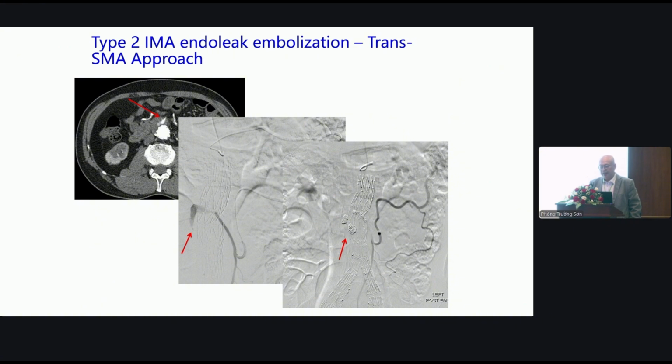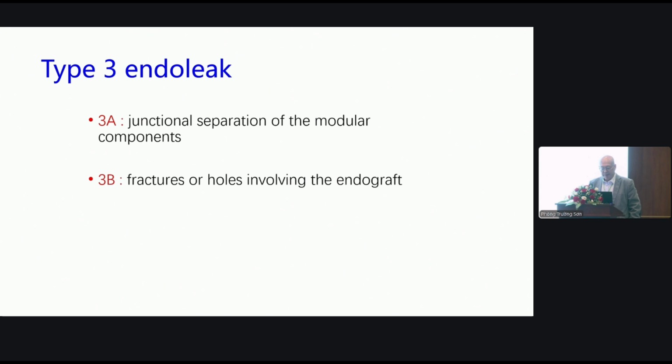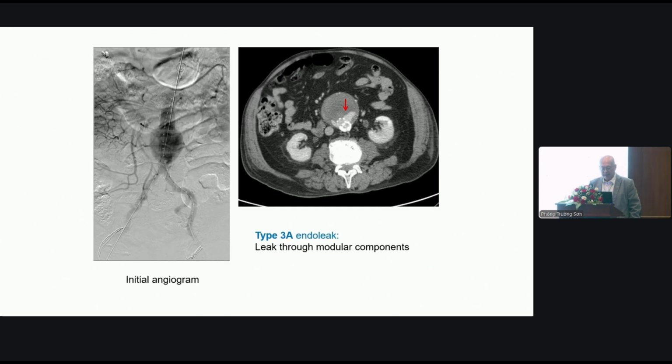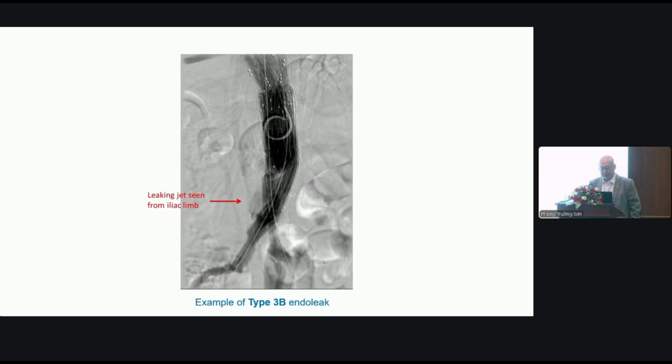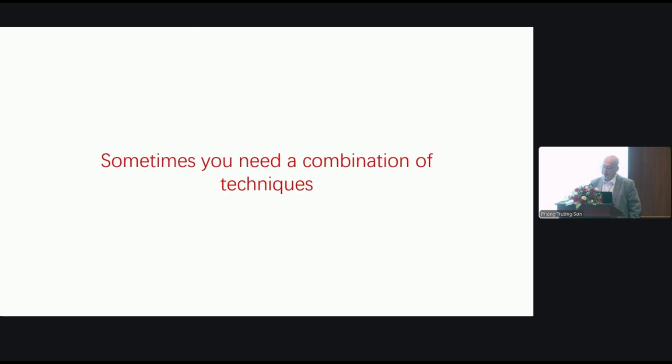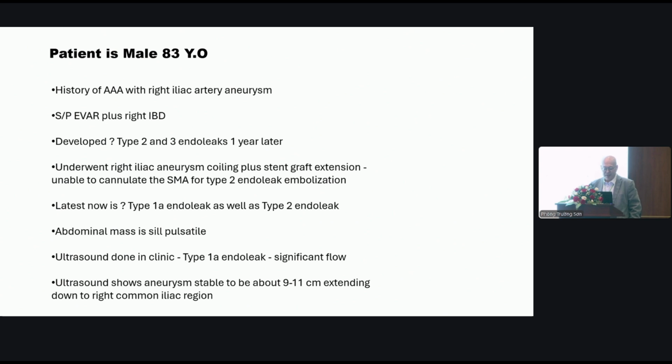So we go through the SMA and we come all the way back down and find the back filling in, and then if possible, we glue it. Type 3, fairly straightforward. I think if you find a junctional leak, essentially what you do is you basically stent across it. But sometimes you need to master all your techniques and you learn and you need a combination.